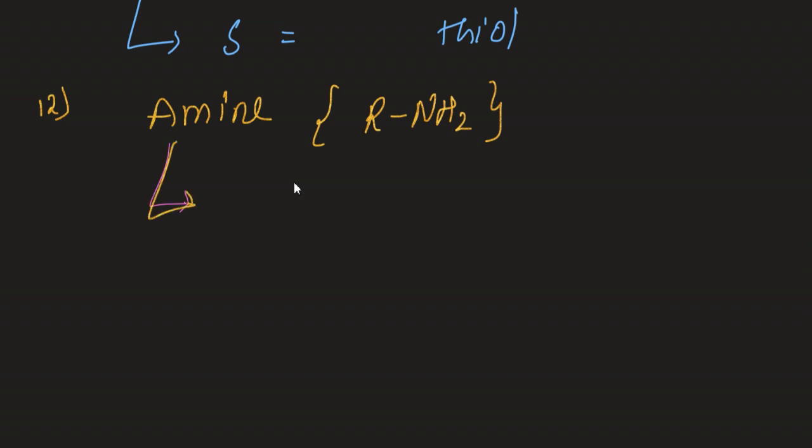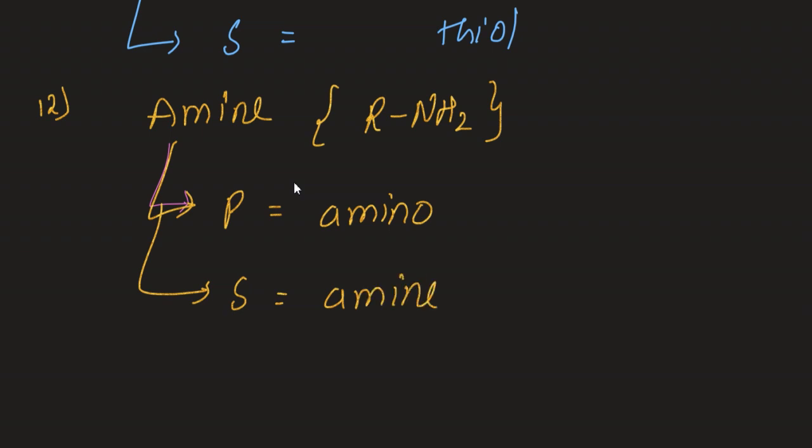Whenever it is acting as a prefix, its name is amino. You have to use the term amino. Whenever this thing is acting as a suffix, then you can use the term amine. So know the difference between amino and amine. You use the term amino whenever it is acting as a prefix. You use the term amine whenever it is acting as what? Suffix.